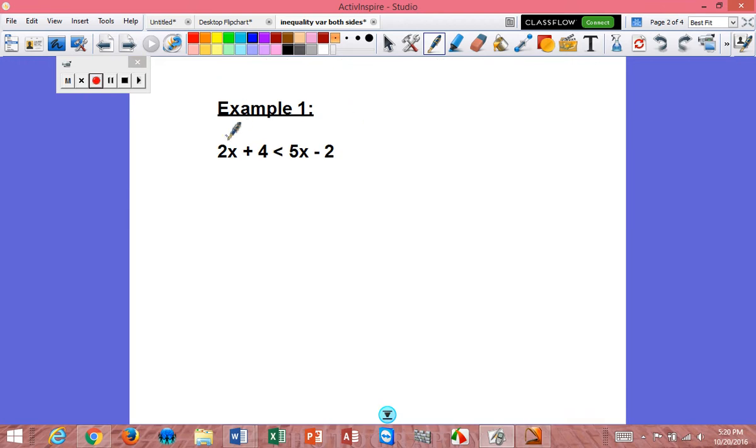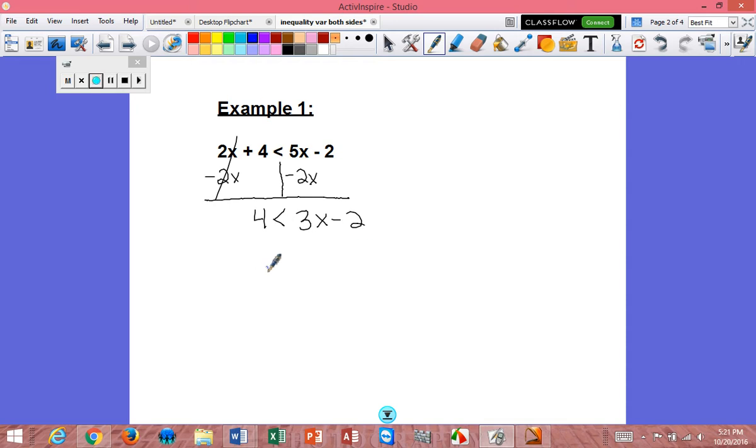Example 1, we have 2x plus 4 is less than 5x minus 2. I'm going to separate the left and right side of this inequality. I want to cancel one of the terms that contains a variable. I always choose the one that has a smaller coefficient, so I'm going to use an inverse operation. I'm going to subtract 2x on each side. This creates a zero pair, and I'm left with a positive 4. I carry down the symbol. 5x minus 2x is 3x, and I'm carrying down the minus 2.